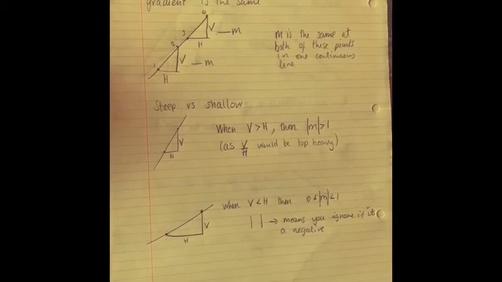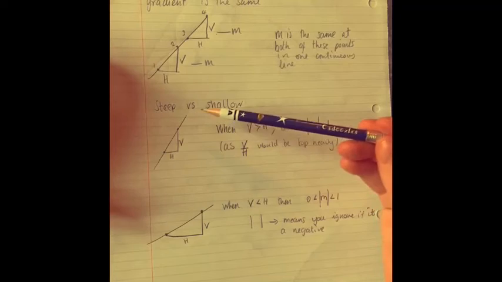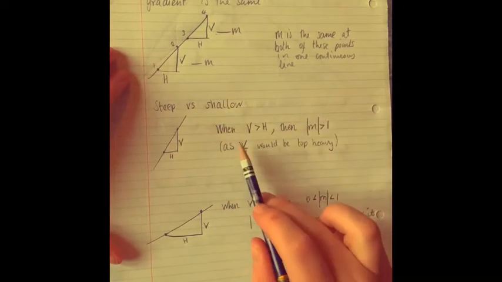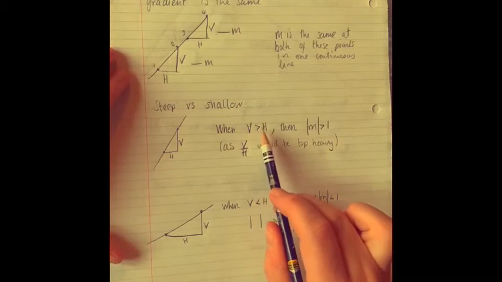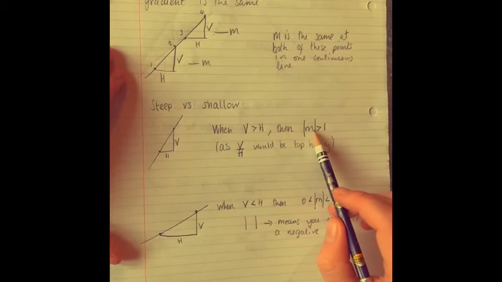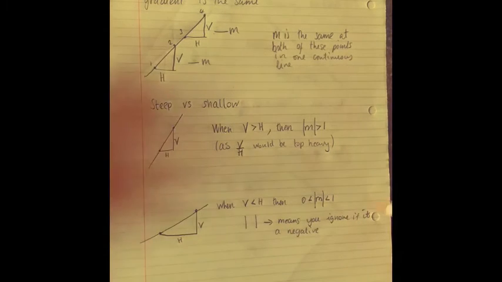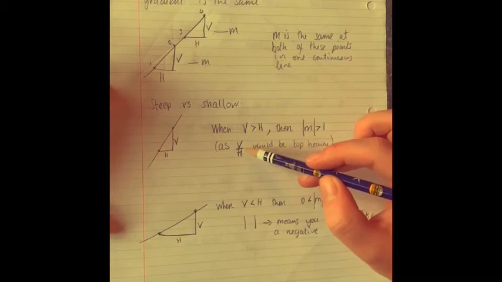Okay, a quick explanation about how steep versus shallow lines work. If you have a steep line, which you can see here, then you can see that v is clearly bigger than h. Now this is basically saying v is greater than h, then m, our gradient, is greater than 1. That's going to be obvious because if v is greater than h, then this is a top-heavy fraction.